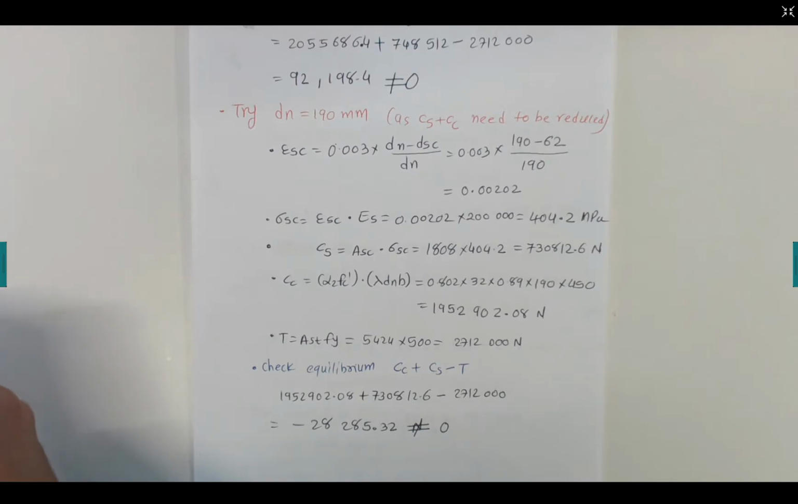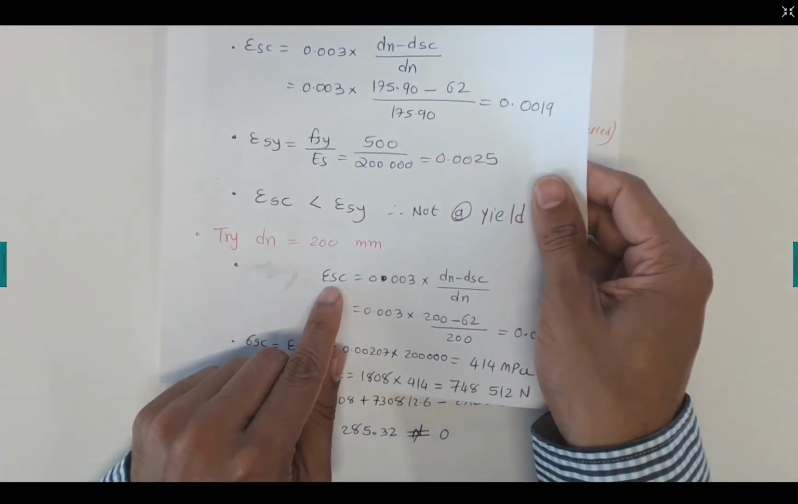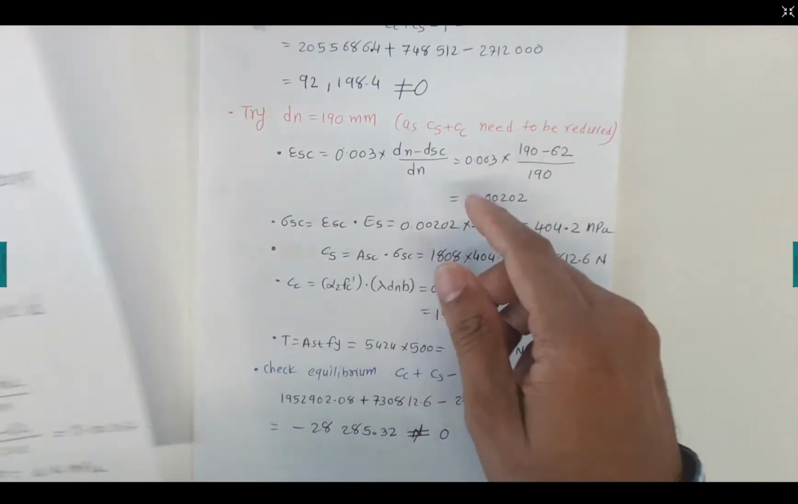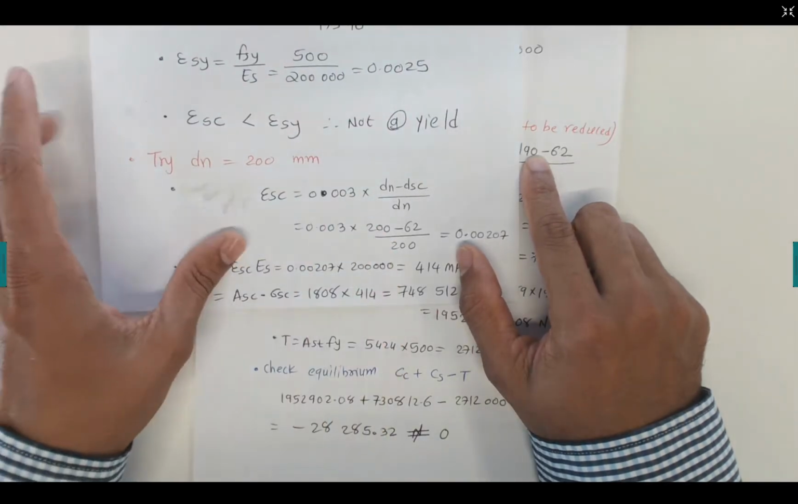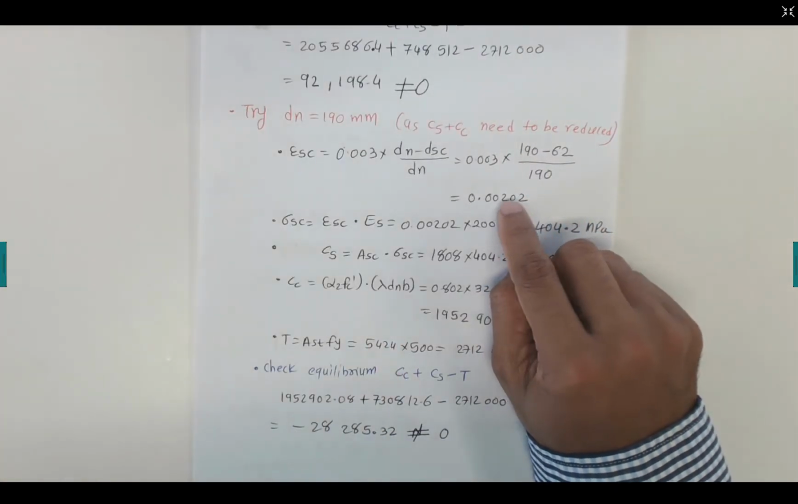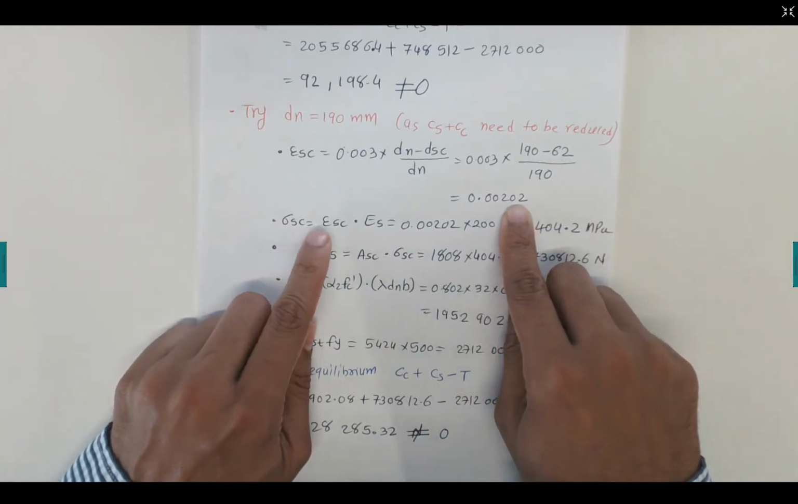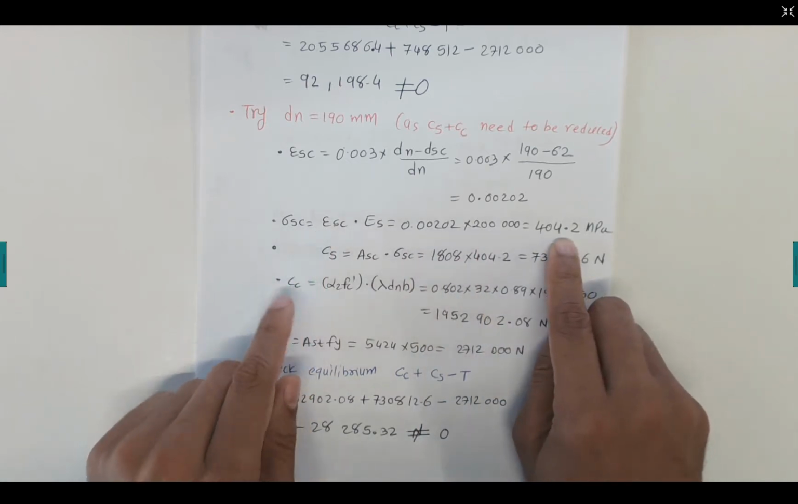Now we are following the same steps. First calculate the strain in the top reinforcement, the compression strain, just replacing the DN value by 190. In the previous step we had 200, and all other parameters are the same. Compression stress is strain times Young modulus. This strain times Young modulus gives us 404.